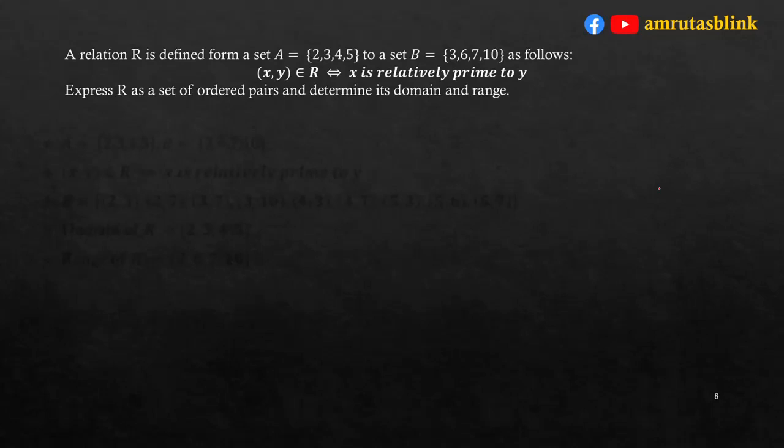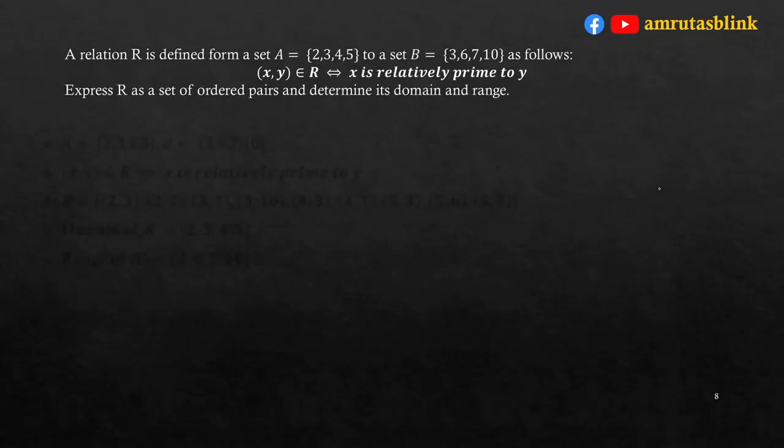A relation R is defined from a set A = {2, 3, 4, 5} to a set B = {3, 6, 7, 10} as (x, y) belongs to R such that x is relatively prime to y. Express R as a set of ordered pairs and determine its domain and range.